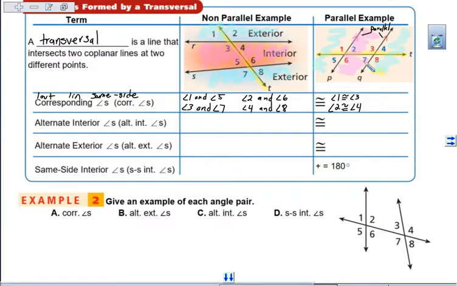Next up would be angle 5 and angle 7. Again, because you've got one outside, one inside on the same side of the transversal. Then we'd have angle 6 and angle 8. Again, because you've got one inside and one outside on the same side of the transversal.